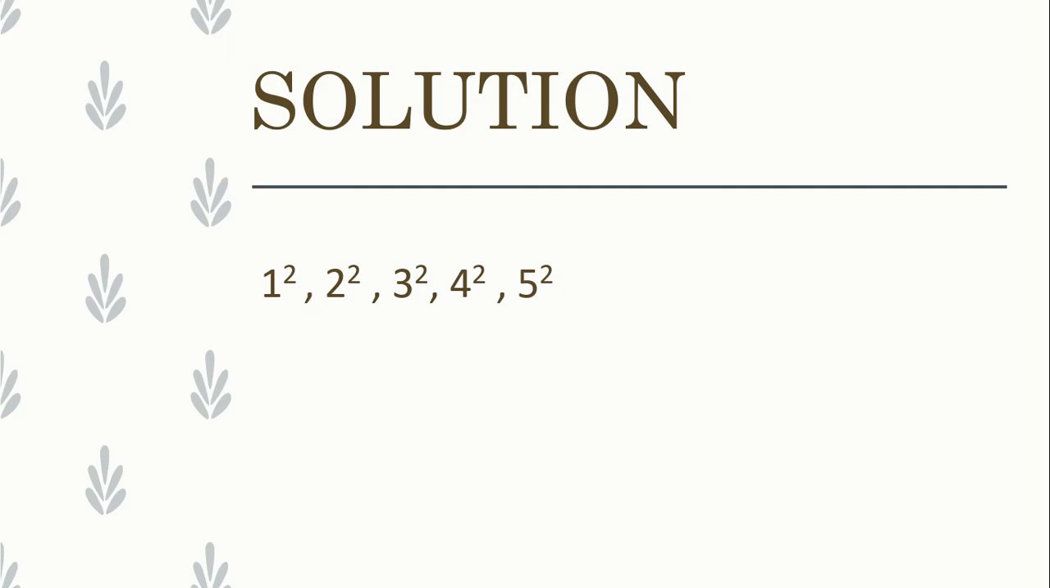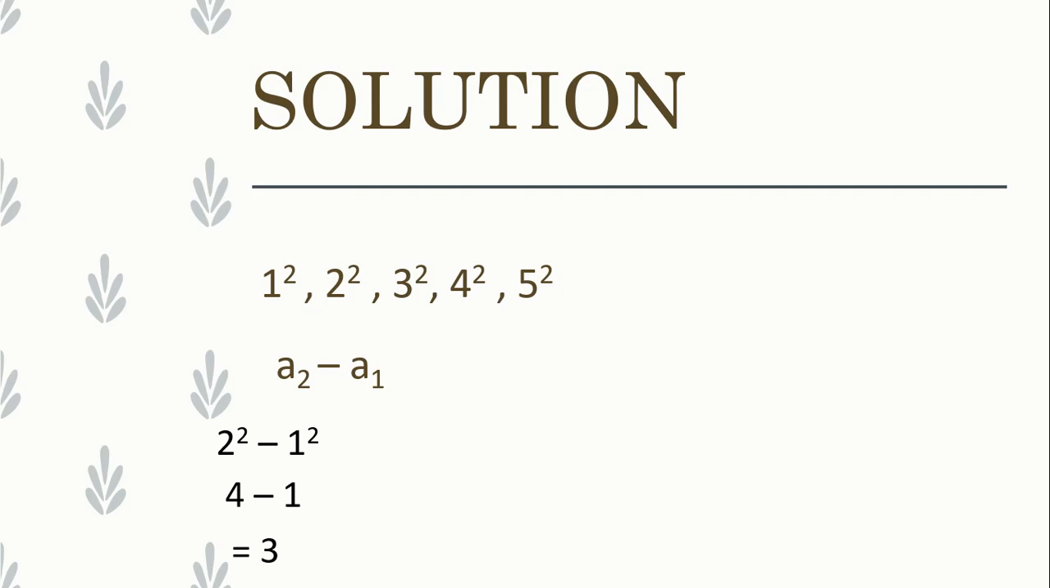Last number. The given sequence is 1 squared, 2 squared, 3 squared, 4 squared, and 5 squared. Let's verify if it has common difference. The second term is 2 squared. The first term is 1 squared. You'll need to evaluate first the value of each term before you subtract them. 2 squared is 4. 1 squared is 1. 4 minus 1, the answer is 3.